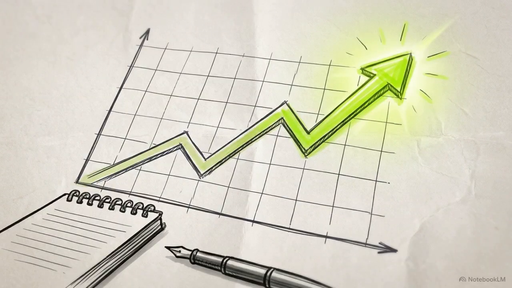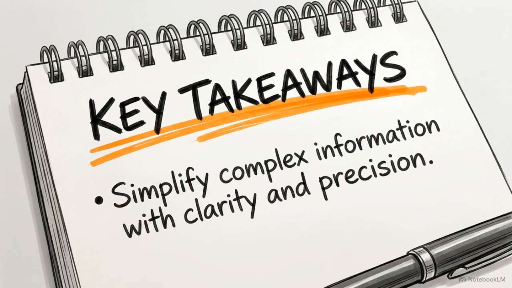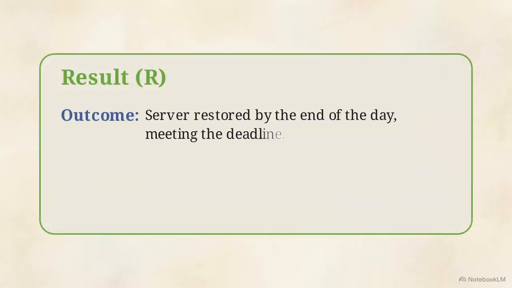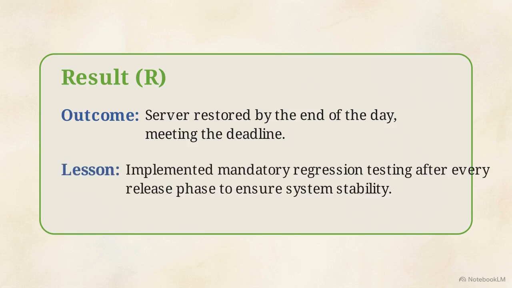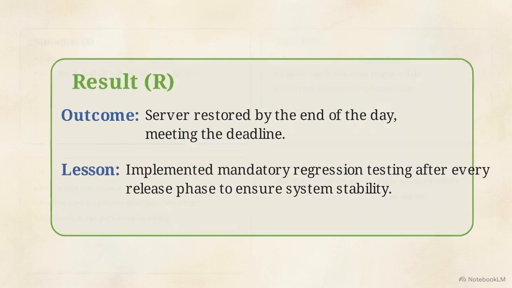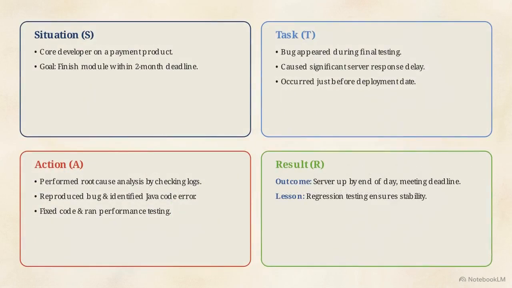A complete result combines 2 things: a positive business outcome and a professional lesson you learned from the experience. Your result should look like this. The server was restored by the end of the day, allowing us to meet the deadline. From this, I learned the value of performing regression testing after every release phase.